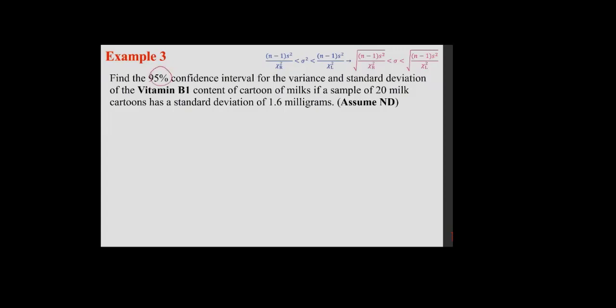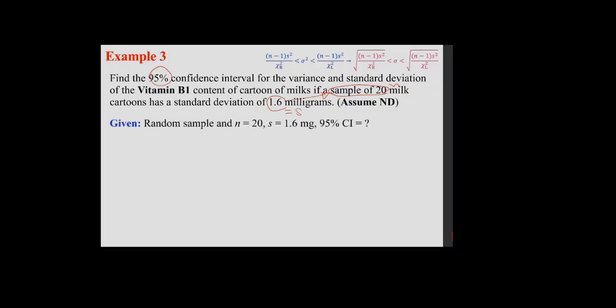This is a sample of 20, so that's your N. Standard deviation. Now, what standard deviation is that? Notice it reads, if a sample of 20 milk cartons has a standard deviation of 1.6, that means this pertains to those 20 sample size. Therefore, this is S. So here's the given.